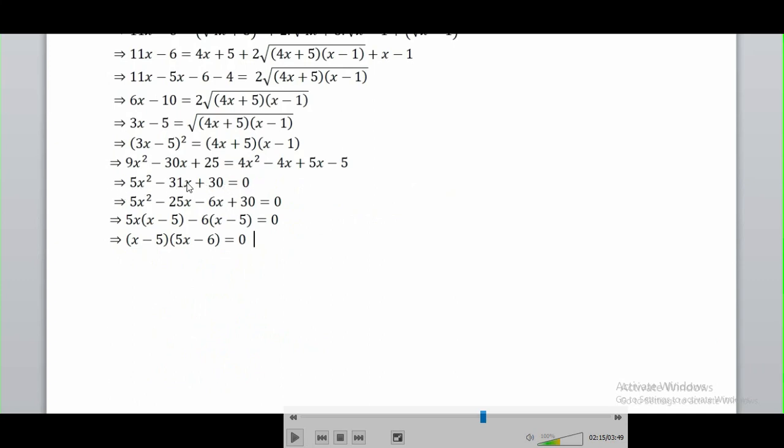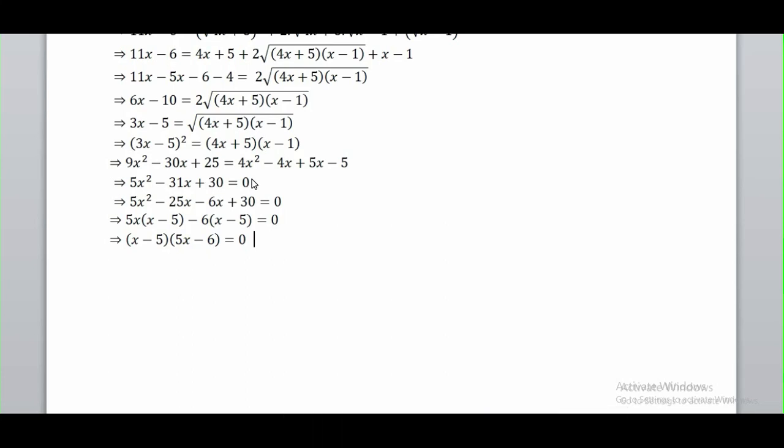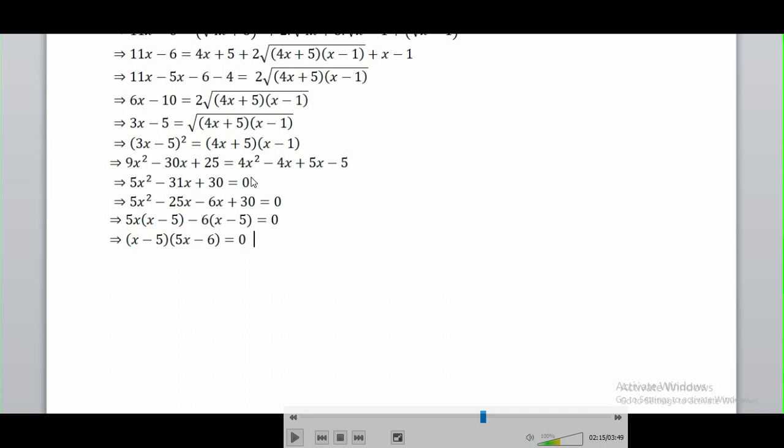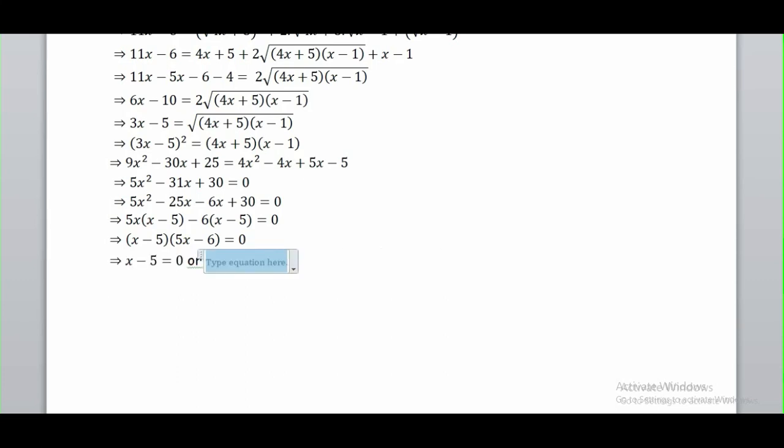Now, as we got 5x square minus 31x plus 30 equal to 0, this is a quadratic equation. You can solve it by using the general formula of quadratic equation, or you can use the technique of middle term, and I have used middle term here. Therefore 5x square minus 25x minus 6x plus 30 is equal to 0. And here after using middle term, you will get x minus 5 into 5x minus 6 equal to 0, which implies that x minus 5 equal to 0 or 5x minus 6 equal to 0, which gives x equal to 5 or x equal to 6 by 5.